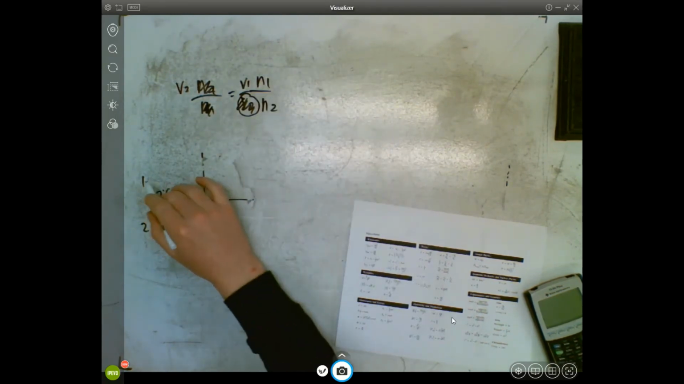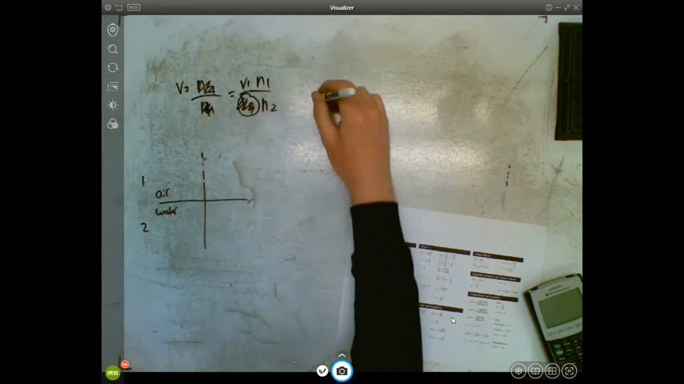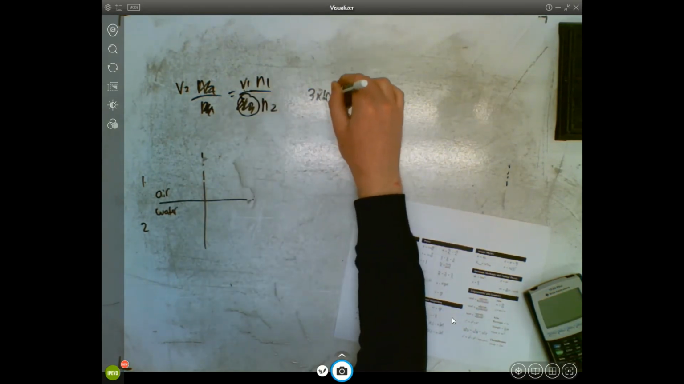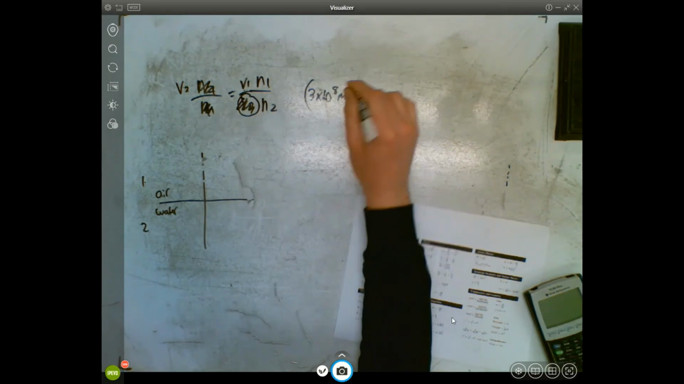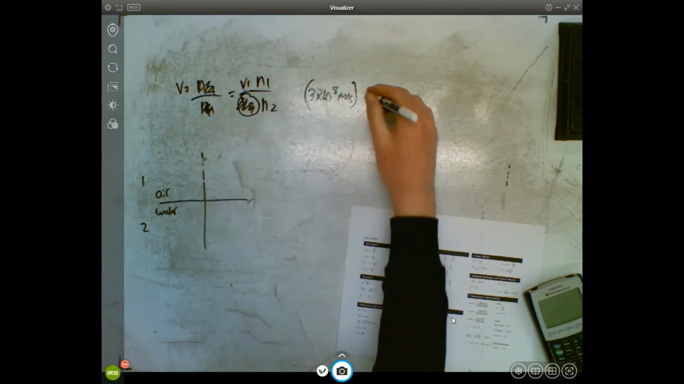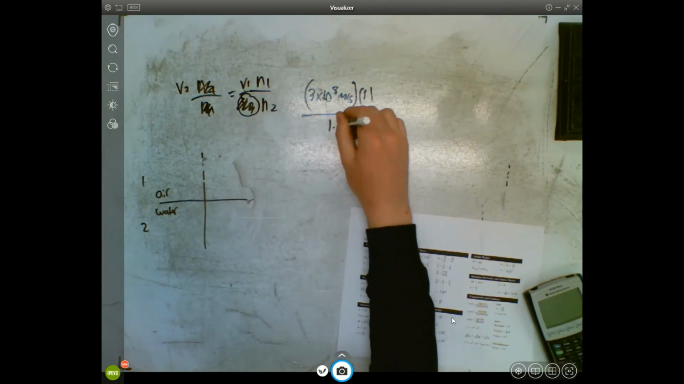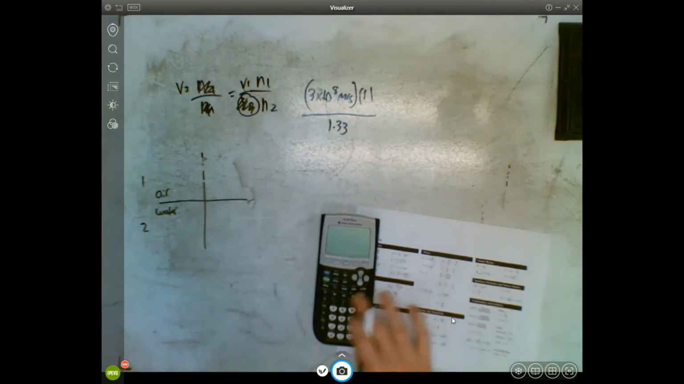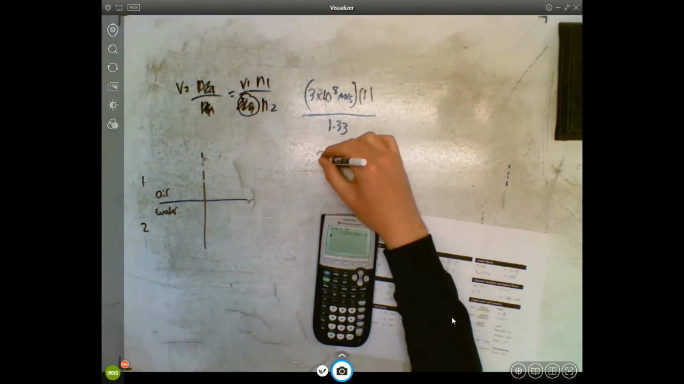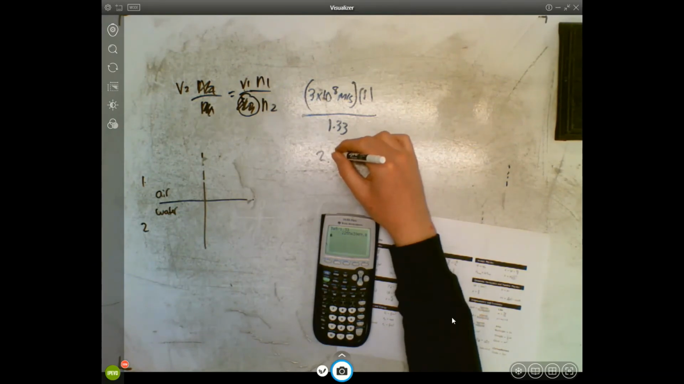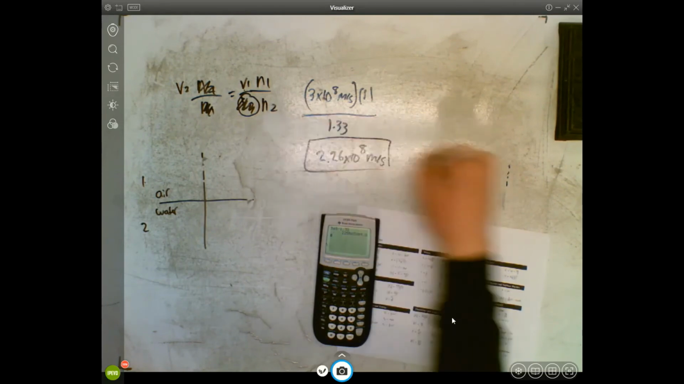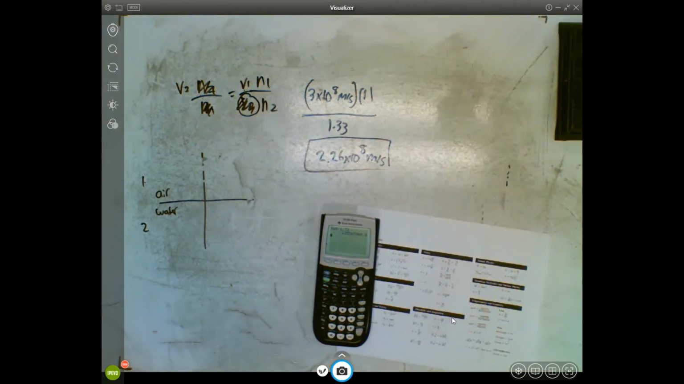So n1 is air. We always know the speed of light in air is 3 × 10⁸ meters per second. It's going to be the same as a vacuum. n1 is air, which is always 1. And then n2 is the water, which the question told us is 1.33. So you should always be slower when you're going to a more dense medium. So 3 × 10⁸ divided by 1.33, and we get 2.26 × 10⁸ meters per second, and it's a little bit slower in the water.